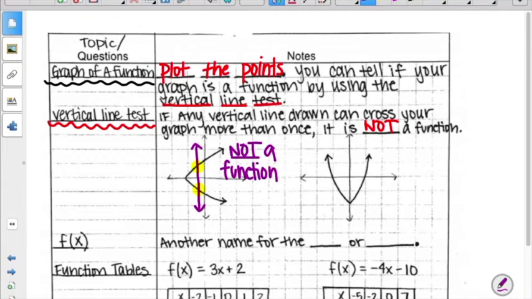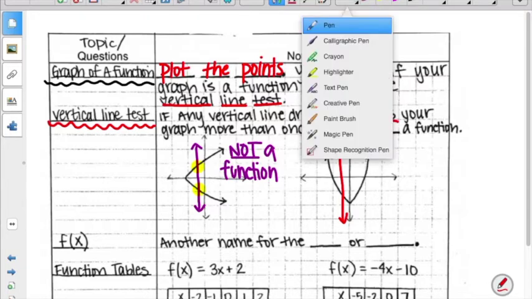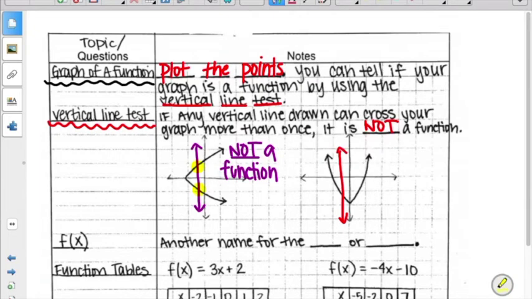Okay, the second graph, I'm going to draw a vertical line. Did my vertical line cross the graph in more than one place? No, it only crossed it once right there. So if it only crosses it once, it is a function.